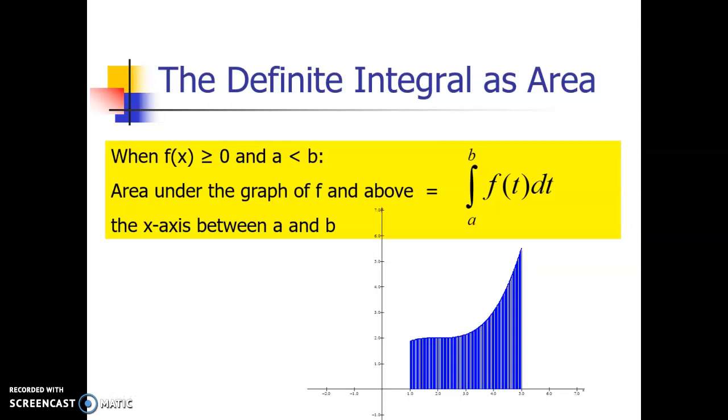This is MAT221, Calculus 1. This is section 5.2, which talks about the definite integral as area.